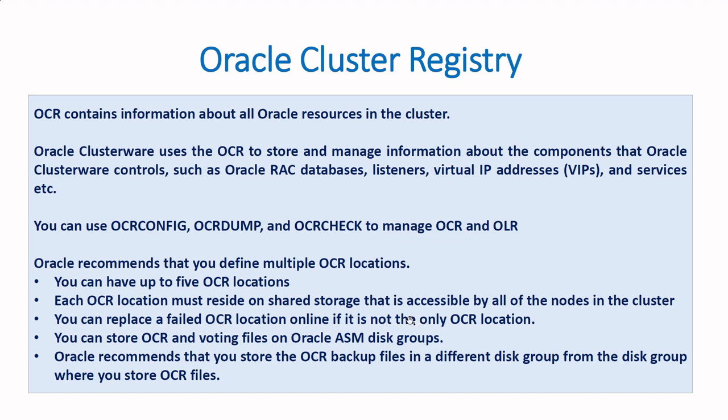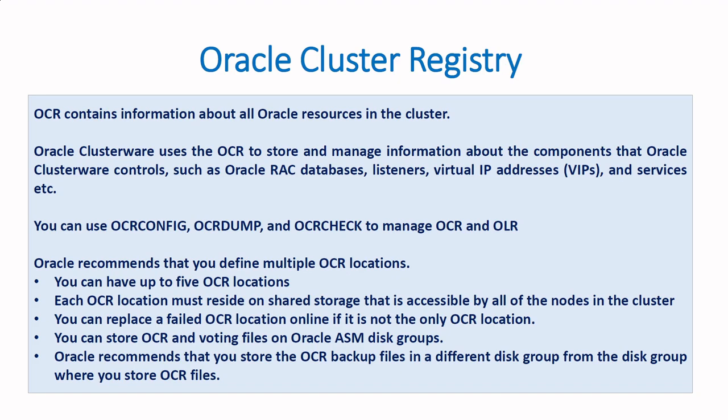You can replace a failed OCR location online if it is not the only OCR. So let's say you have configured 2 OCR locations. If one of the OCRs fails, then you can restore it, you can replace it without bringing down the cluster. You can do it online. However, if it is only a single OCR, you cannot do it. Only if it is redundant, if there is more than one OCR location, you can replace it. If there is only a single OCR location, you cannot replace it online. You have to start the cluster in exclusive mode.